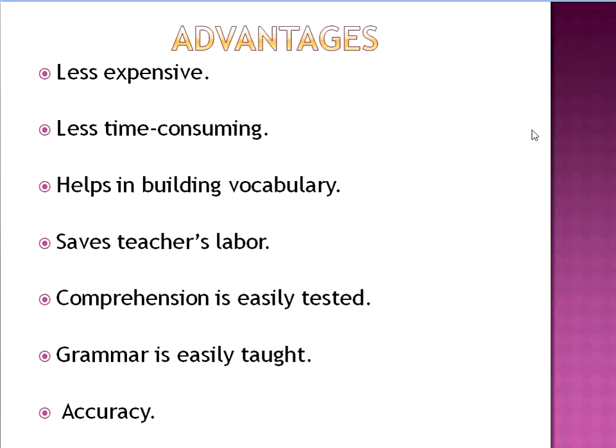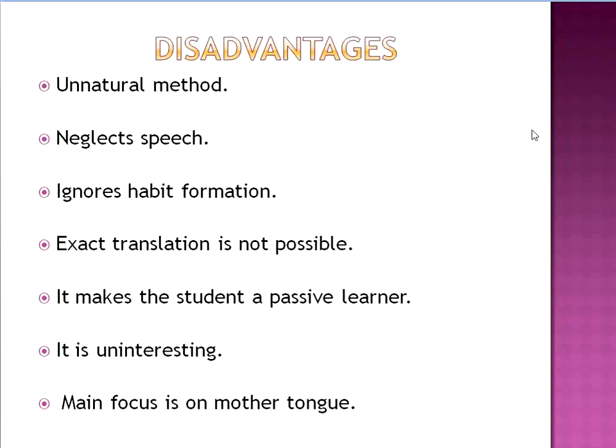Now what is the last one? Accuracy. As the students are easily able to understand each and every word, each and every sentence, because every word and sentence is translated from the target language to the mother tongue, from that particular point of view we can say it becomes accurate for them. So accuracy is also one of the advantages of grammar translation method. So this is all about the advantages of grammar translation method. Now we will discuss different disadvantages.